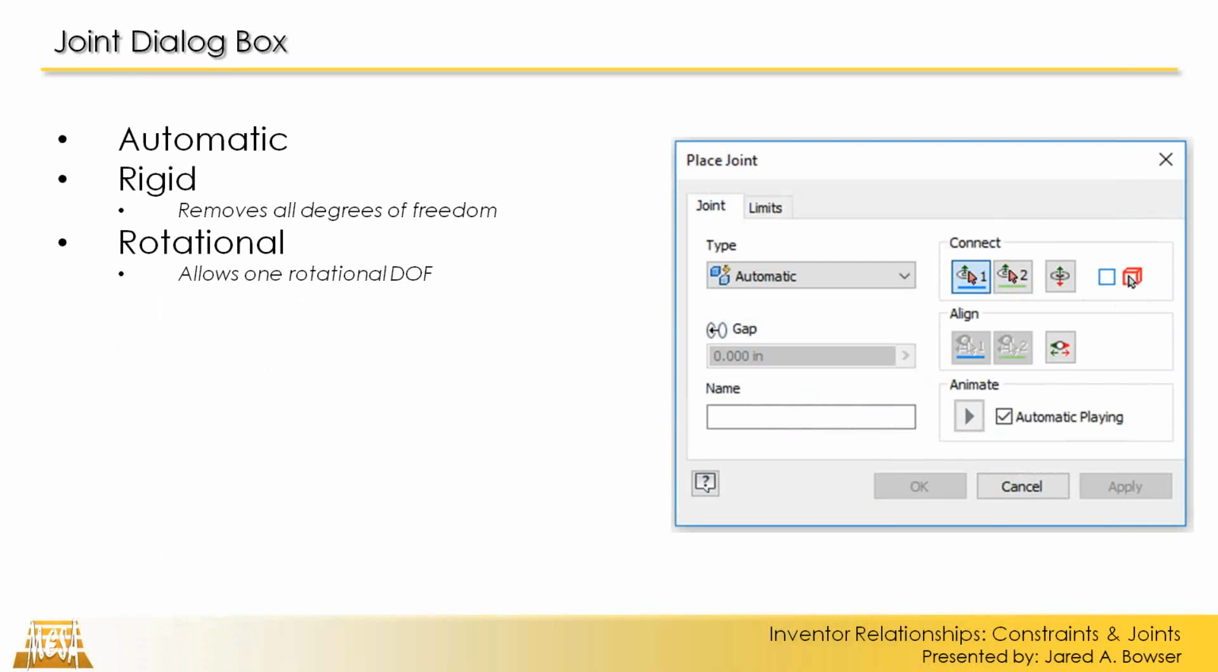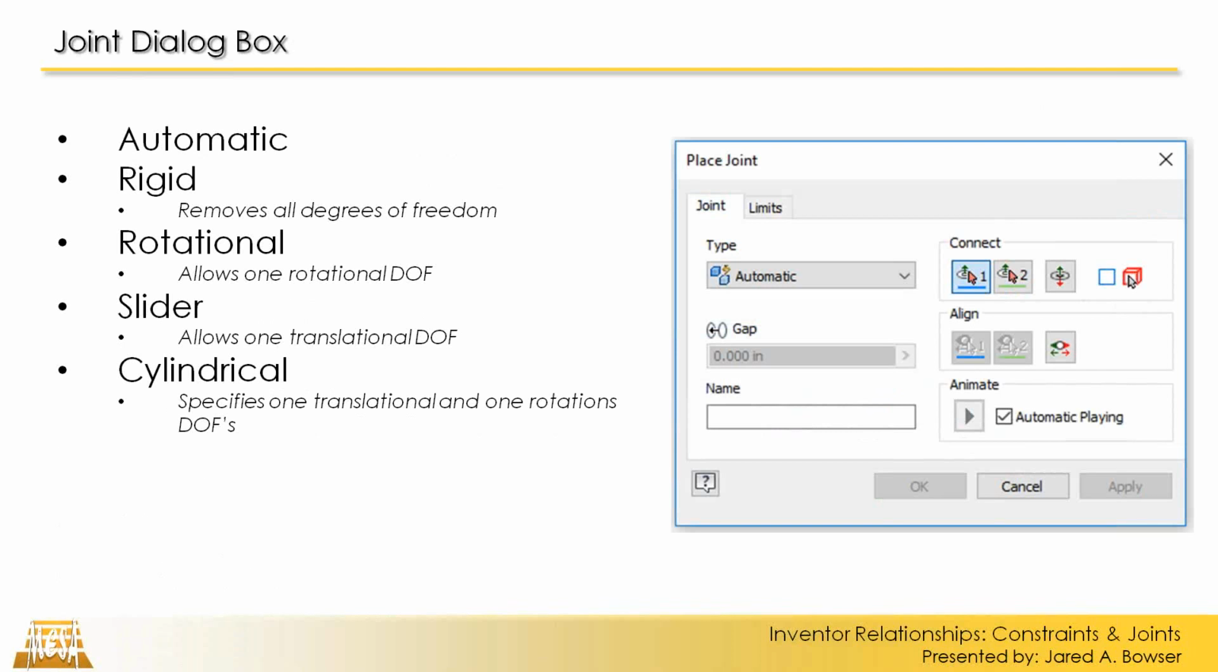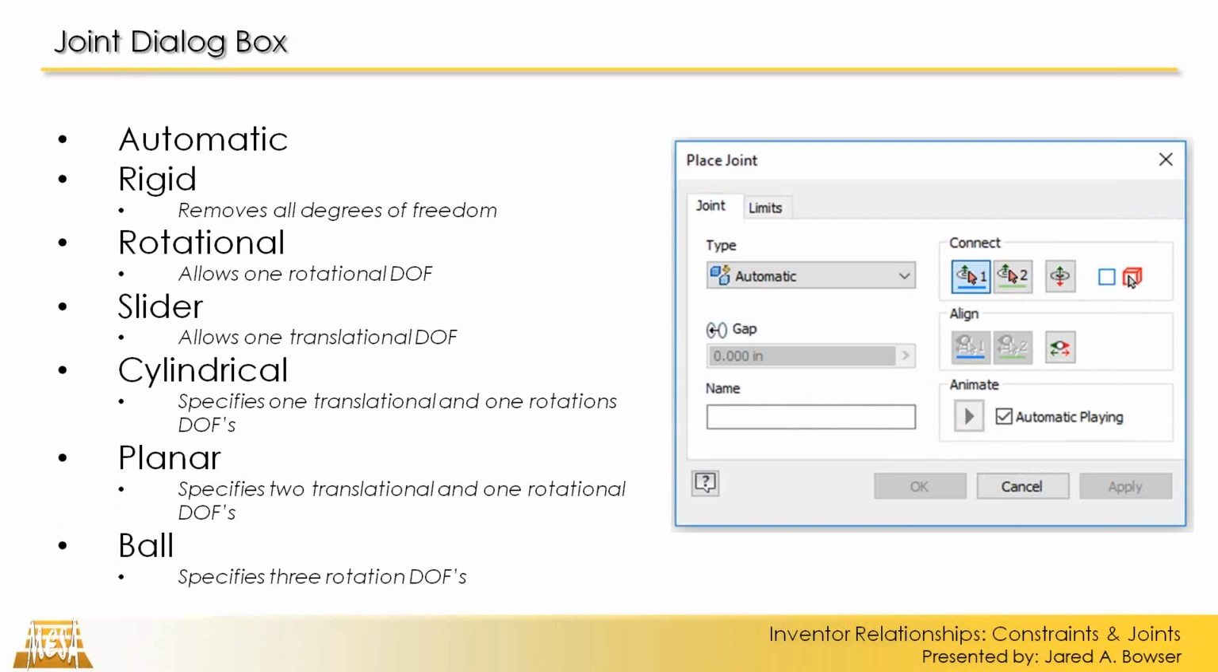We have the rotational, which is going to allow one rotational degree of freedom. The slider type, which will allow one translational degree of freedom. And then we have a cylindrical, where it specifies one translational and one rotational. And the planar, which specifies two translational and one rotational degree of freedom. And we also have the ball type, which specifies three rotational degrees of freedom. Actually, I've never used the ball type before. I'm not sure if I ever will.